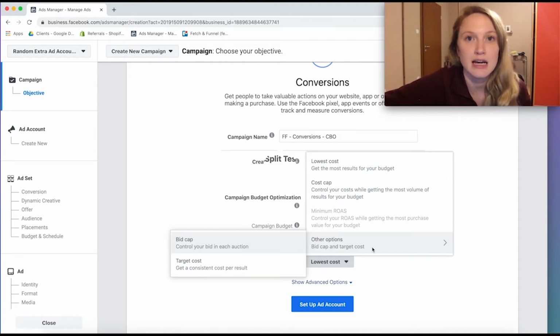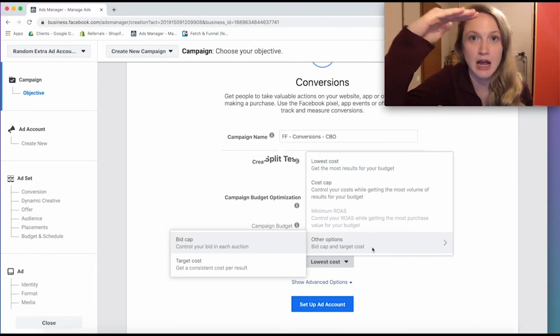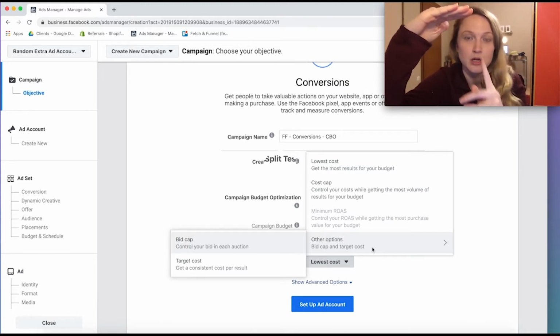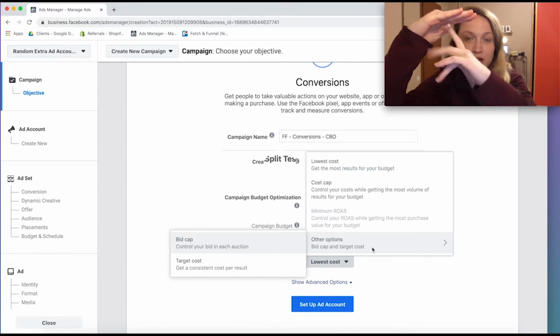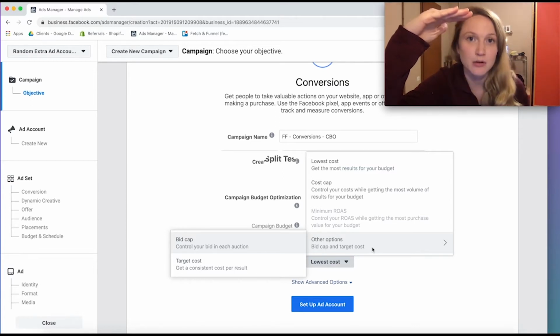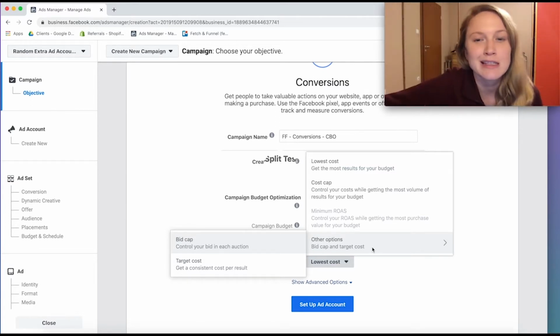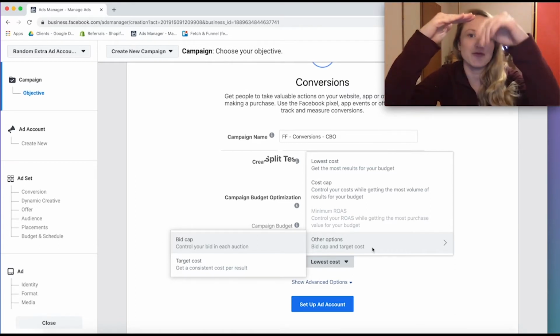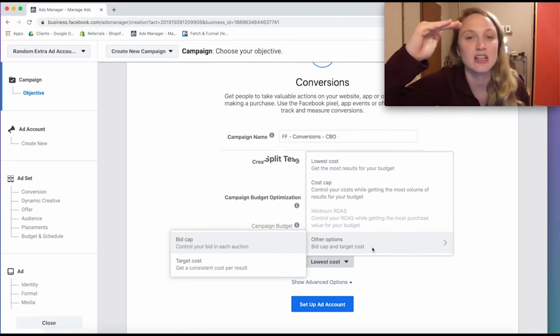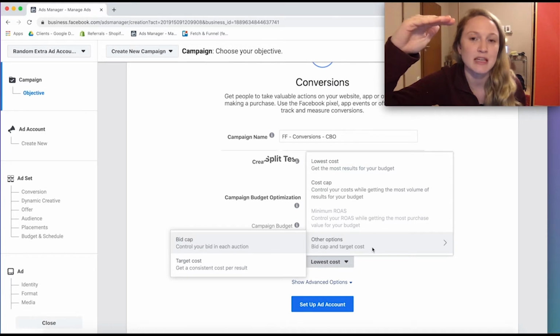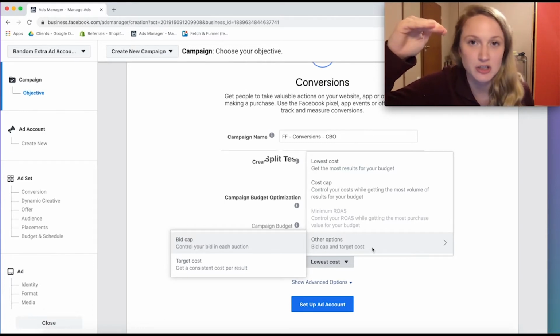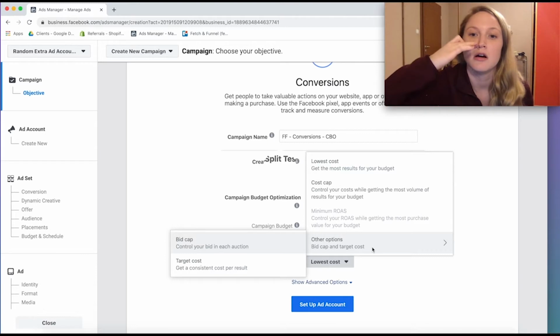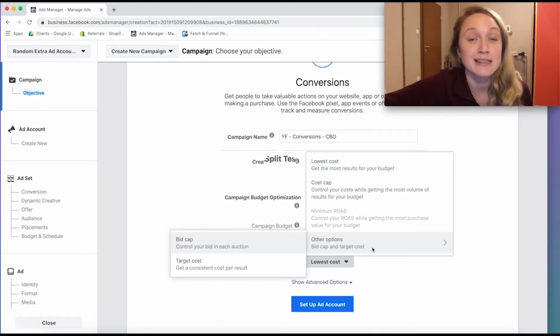Now, a cost cap is pretty much saying like, I don't want to spend more than this amount, so the algorithm will only find conversions that are lower than that amount. It's a little different from lowest cost, because for lowest cost, it actually can go above that cost cap. Cost cap is pretty much saying like, this is what I want my CPA to be. It can't be higher than that. So that's going to control your costs quite a bit. And I don't recommend starting off with that, because that tends to limit your budget quite a bit.